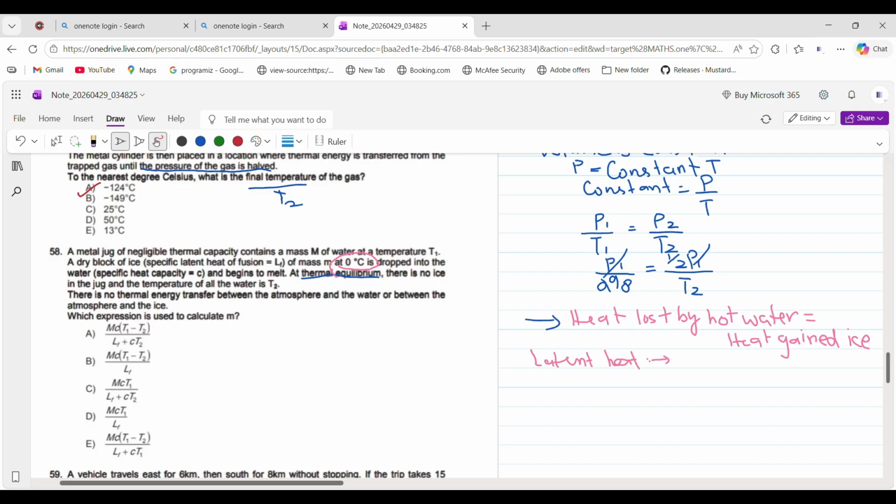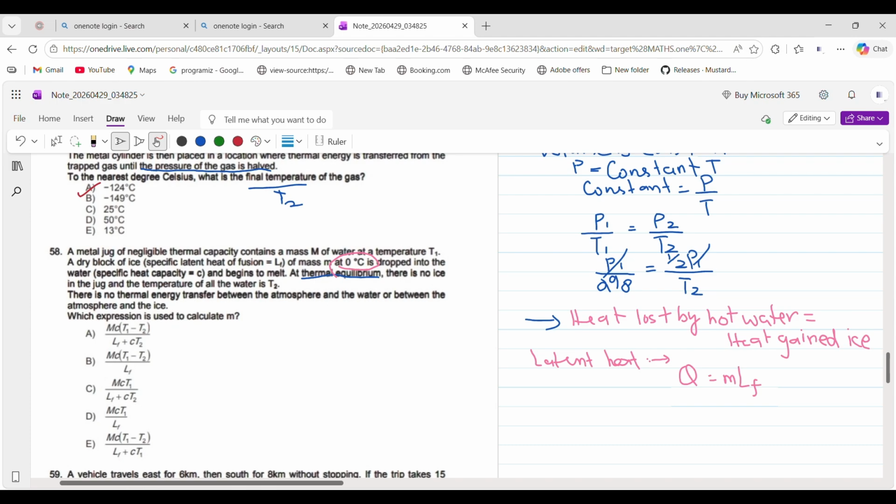We have two types of heat capacity and latent heat. Latent heat is basically the heat required by a system to change its state. When ice changes its state, it converts into either water, the liquid form, or gas. The heat required by ice to change its state to water is latent heat, and that is given by the formula Q is equal to mLf. This is the heat required by ice to change its state from ice to water.